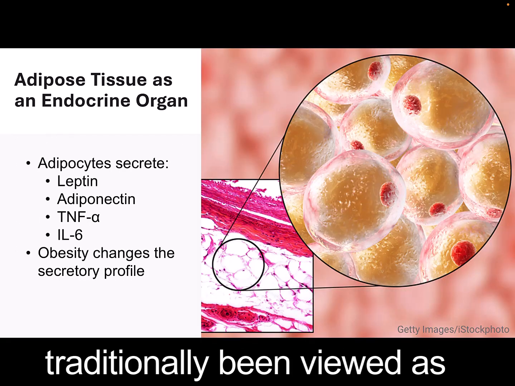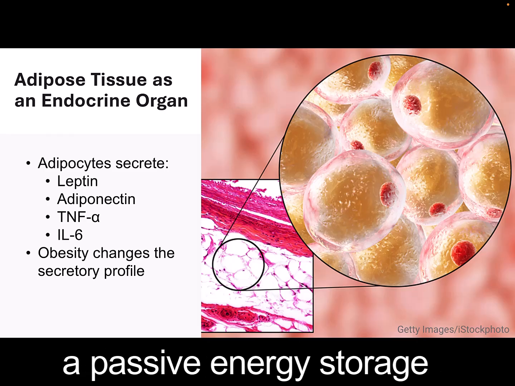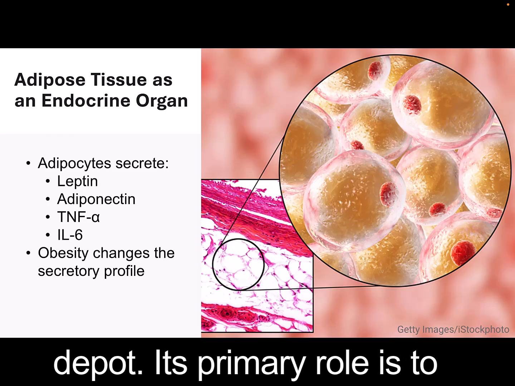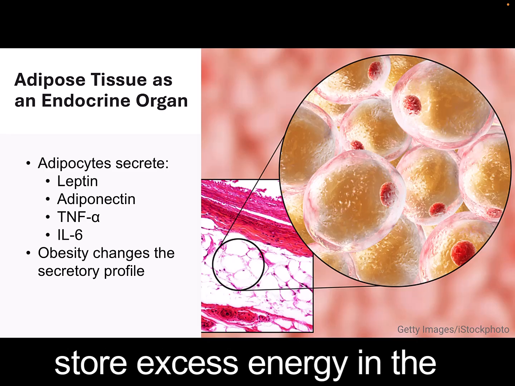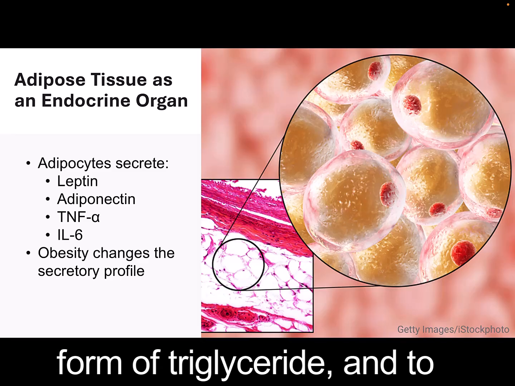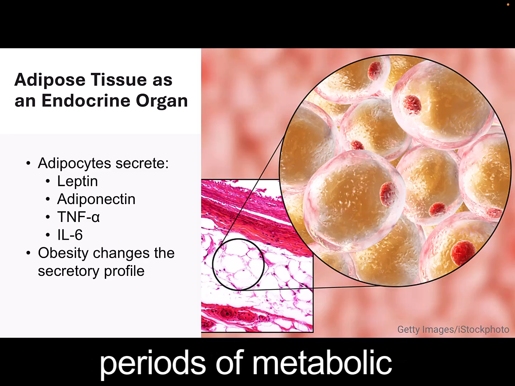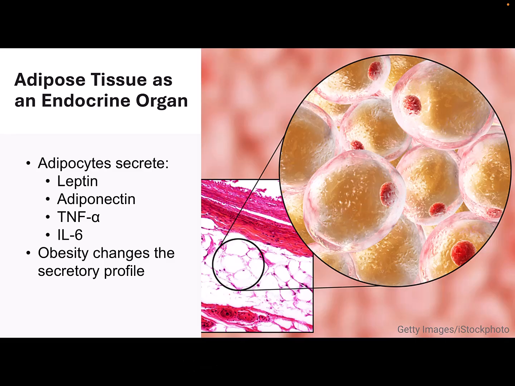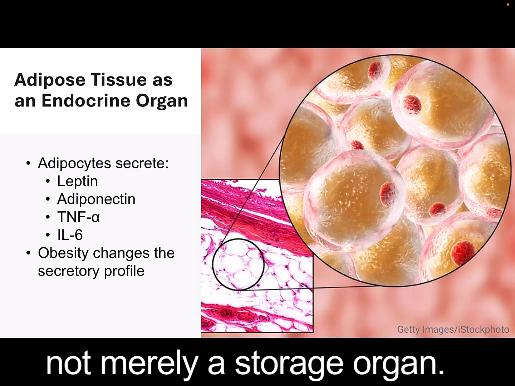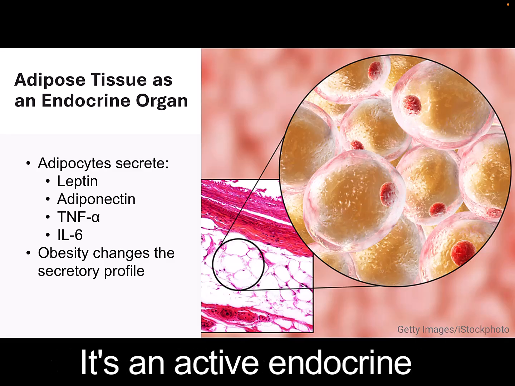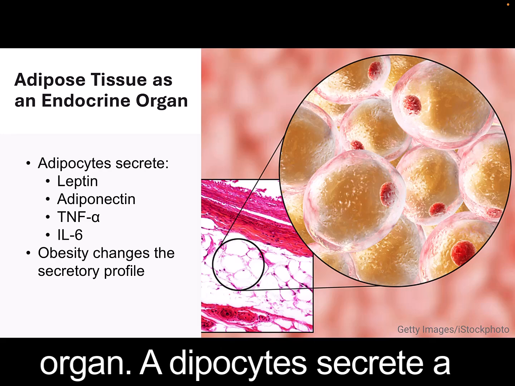Adipose tissue has traditionally been viewed as a passive energy storage depot. Its primary role is to store excess energy in the form of triglycerides and to release fatty acids during periods of metabolic demand. However, adipose tissue is not merely a storage organ. It's an active endocrine organ.